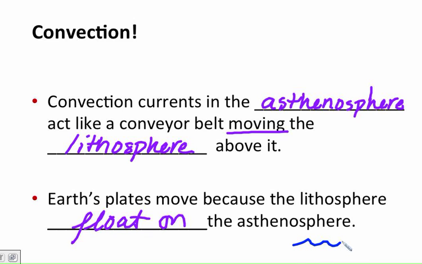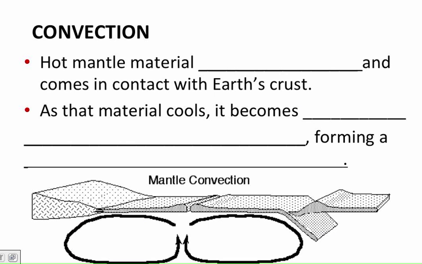I've got my river, whatever it is. Got my boat sitting on top of there. If the water has a current to it, that boat is going to move right along with it. We basically see the same thing here with the lithosphere and the asthenosphere. Motion in that lower layer drives motion of that upper layer.